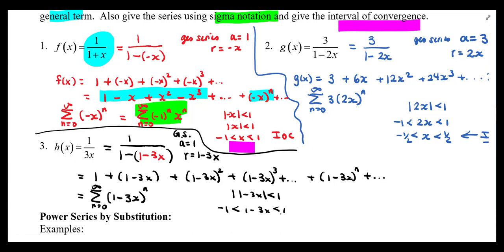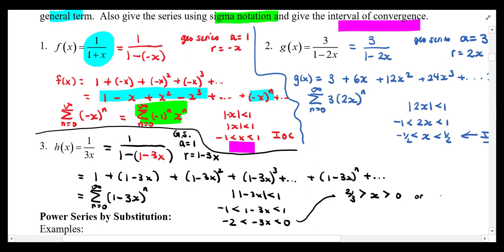Solving this, we'll subtract 1 on both sides. So negative 2 is less than negative 3x is less than 0. And then dividing by negative 3, which actually gives us positive 2/3 and then 0. But this time, because we're dividing by a negative, we have to switch the signs. Or a better way of saying this is really 0 is less than x, which is less than 2/3. And this is your interval of convergence. Okay.